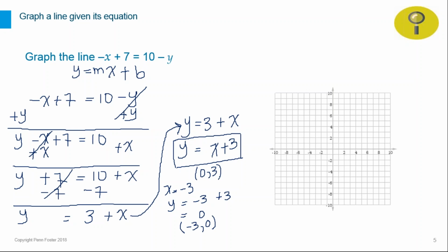We are able then to plot the 2 points and then connect the line. The first point is 0 and 3, so 0 and 3. And the second point is -3 and 0. And then we connect the line.